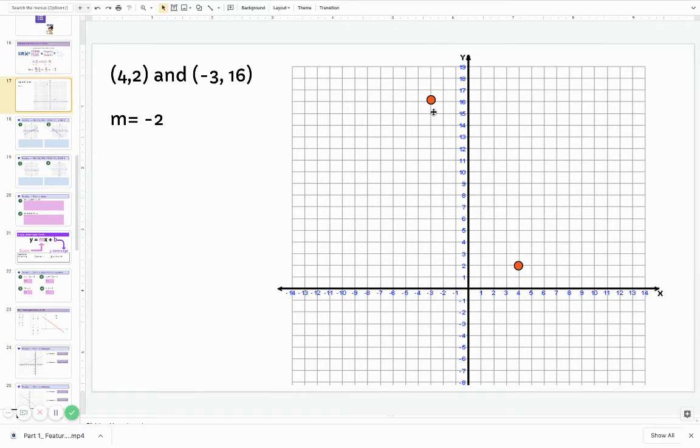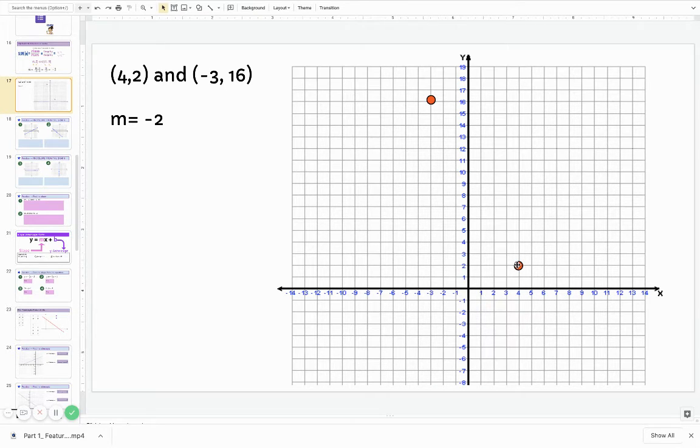So if I were to say -2, I'm going up 2 and to the left 1. That also means negative slope. I could do it this way. I could go down 2 because it is a -2 over 1, down 2 over 1. And when I keep doing that, eventually I'm going to get to my point over here.